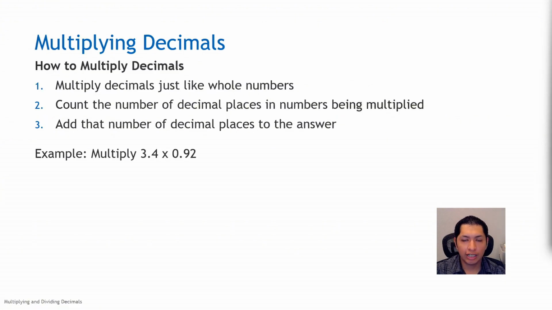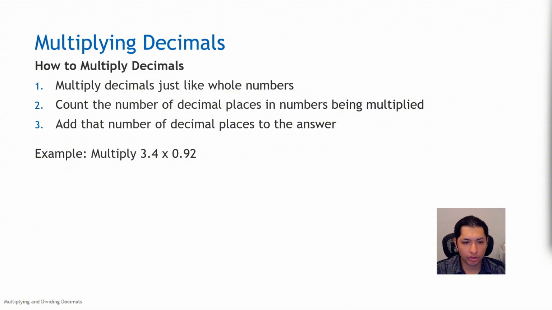Now that we know how to count decimal places in any number, here are the steps to multiply decimals. First, you're going to multiply the decimals as if they were whole numbers. So you're going to ignore the decimal point when doing the actual multiplication of the numbers. Once you have that answer, you are going to count the number of decimal places in the numbers being multiplied, and you're going to add that number of decimal places to the answer. Now that was a lot of words, so let's look at an example.